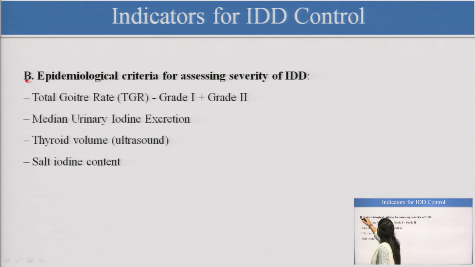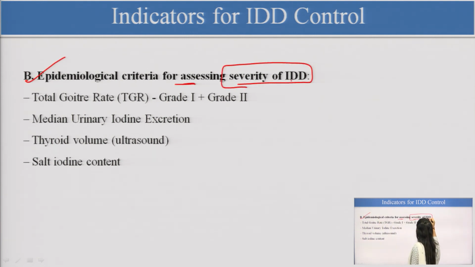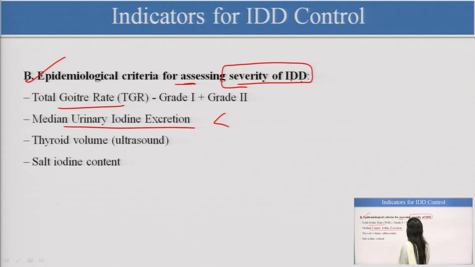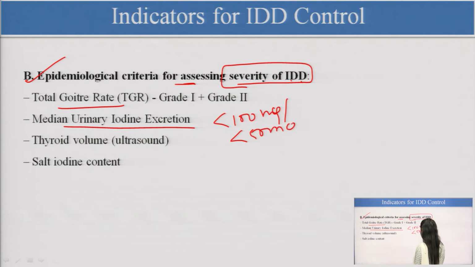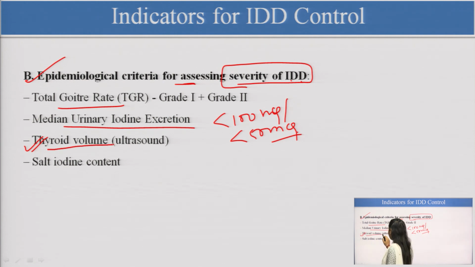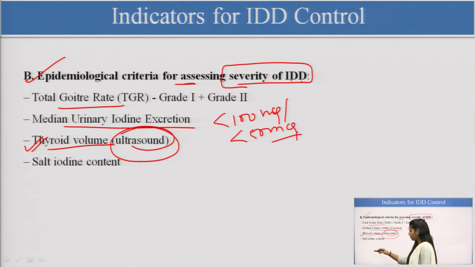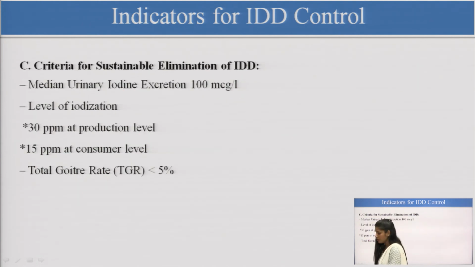Epidemiological criteria: the severity of iodine deficiency disorders in the population. What is the goitre rate? How many are in grade 1? How many are in grade 2? Median urinary iodine excretion: how many are less than 100 mcg and how many are less than 50 mcg, the concentration of iodine in the urine. Then thyroid volume by the ultrasound method, and the salt iodine content. These are some of the criteria we have.